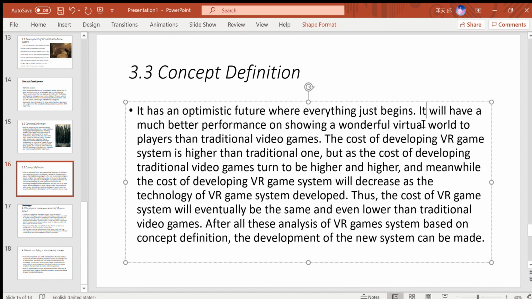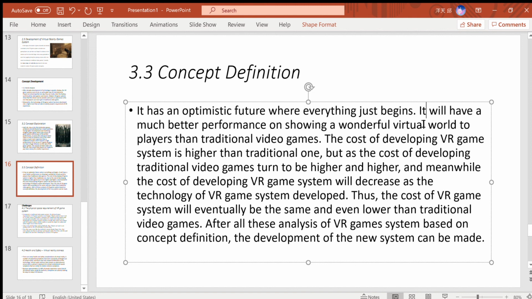3.3 Concept definition. It has an optimistic future where everything has just begun. It will have a much better performance in showing a wonderful virtual world to players than the traditional video game. The cost of developing VR game systems is higher than traditional ones, but the cost of developing traditional games tends to be higher and higher, and meanwhile the cost of developing VR game systems will decrease as technology develops. Thus, the cost of VR game systems will eventually be the same or even lower than traditional video games.